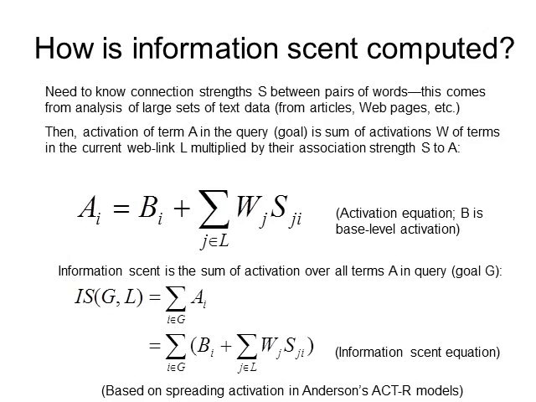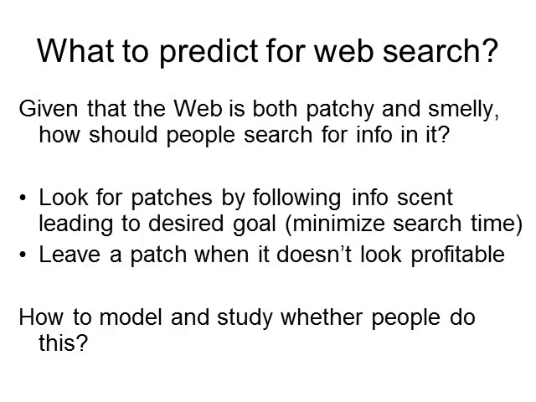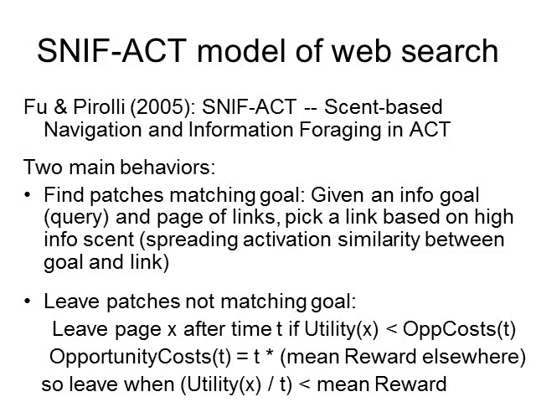So what people are going to be doing, given that the web is smelly, is first of all looking for patches by following the information scent that leads them in that direction. And when they're in a patch, they stay in it as long as it's profitable and leave it when it no longer looks profitable. That has been modeled by Pirolli and Wei-Tat Fu in a couple of models called SNIF-ACT. So that's scent-based navigation and information foraging in ACT-R theory from John Anderson.